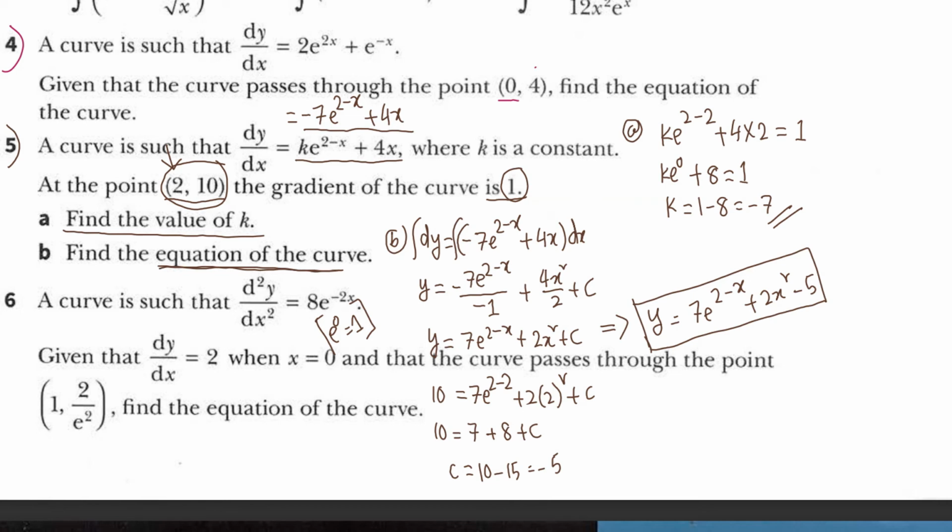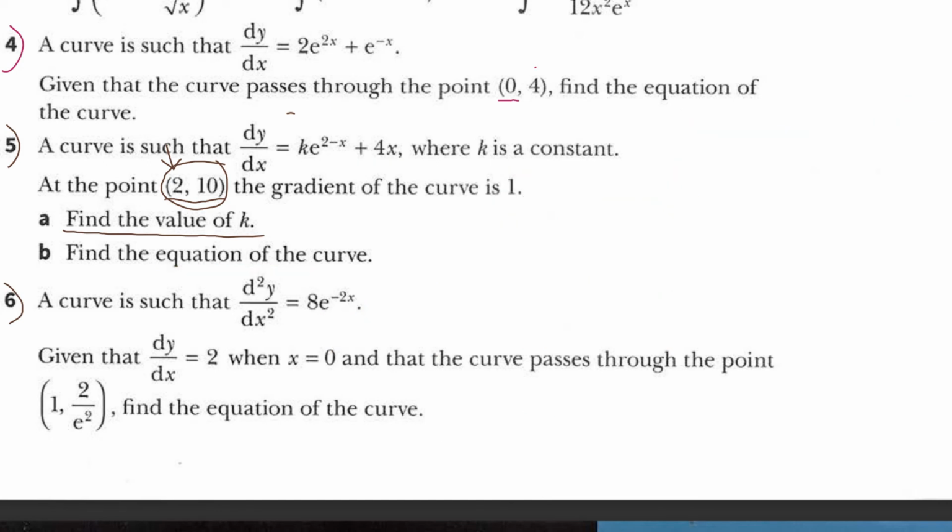Hope, guys, you understood the questions we have done for you. This is Cambridge Admit Book exercise 15.4 we are solving, and we are trying to show you one more question, number 7.